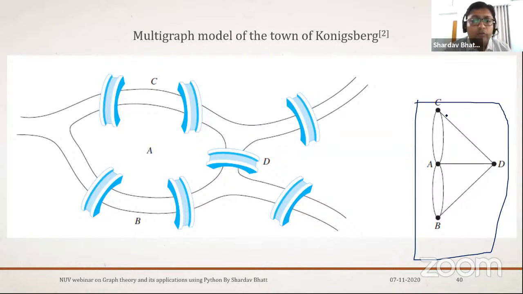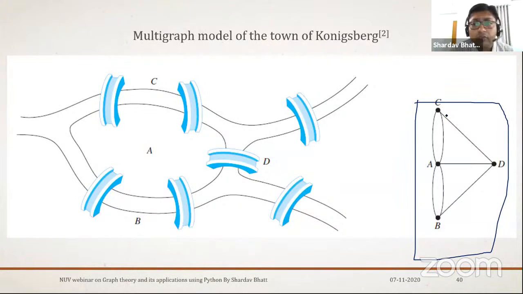Now, what was the question? Remember, is it possible to start at some region, cover all the bridges exactly once and reach back to the original region? That was the question. This question is as good as asking, can we find an Euler circuit inside this graph? Because an Euler circuit says that you have to start from one point and come back to that point in such a way that you cover all the edges. Edges are nothing but bridges in our problem. We have to cover all the bridges, which means we have to cover all the edges, and that means you want to find an Euler circuit inside that graph.